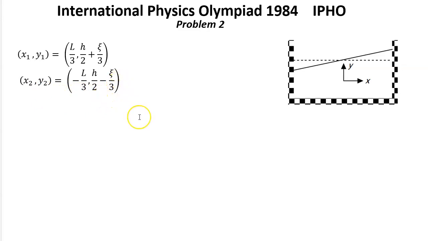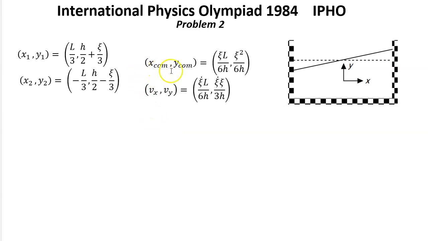So the center of mass coordinates will then be: x center of mass is cL over 6h, and y center of mass is c squared over 6h. Due to the fact that the y component is quadratic in c, it will be much smaller than the x component.